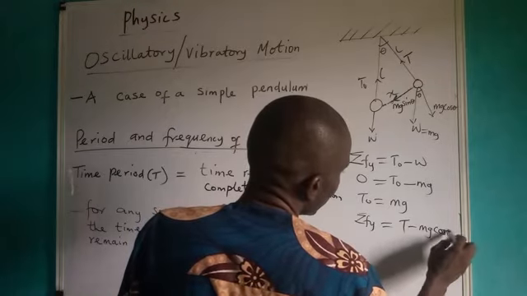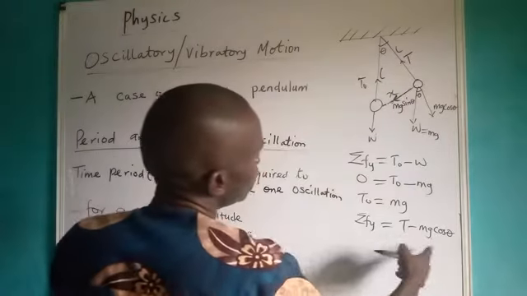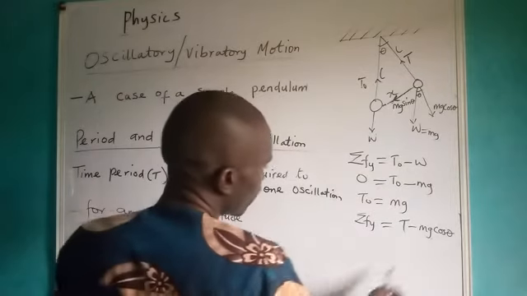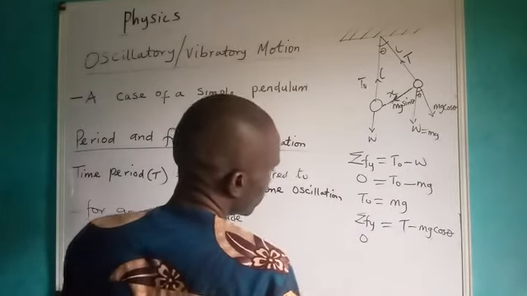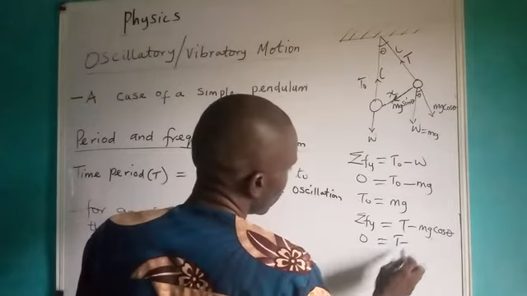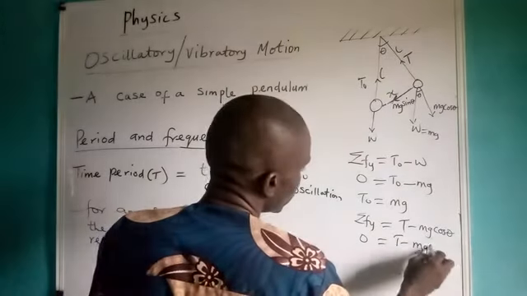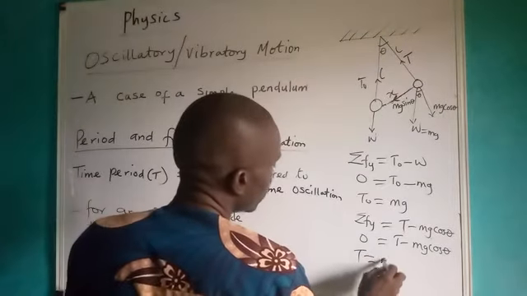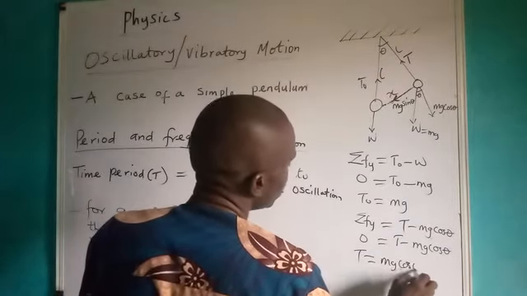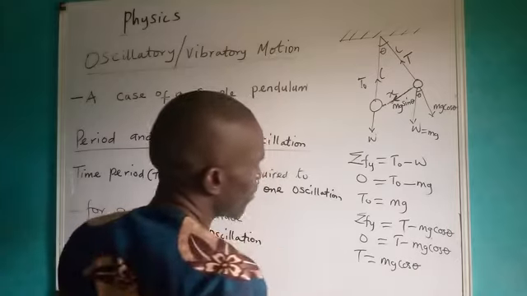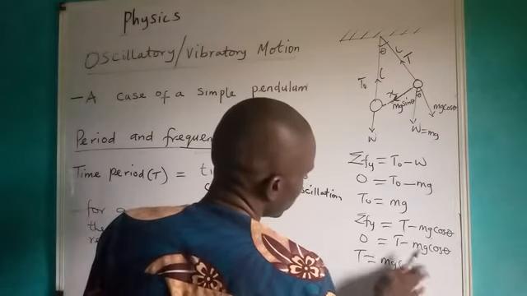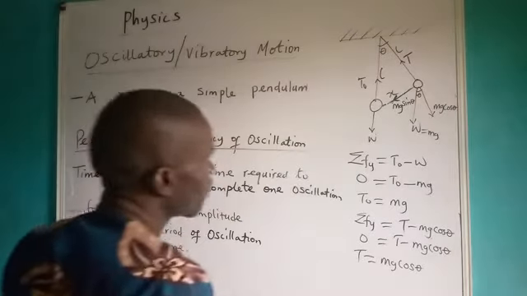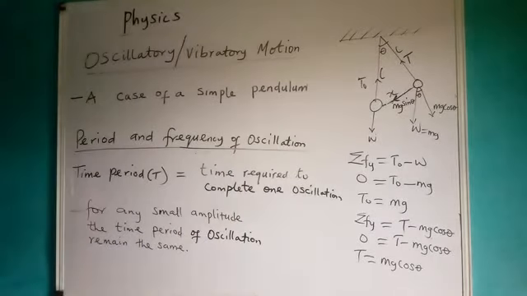I hope you know the reason why it's negative. The reason why it's minus mg is because moving downwards is a downward force. Therefore, the sum of the forces here is 0, and here is T minus mg cos theta. Taking it over, it becomes T equals mg cos theta. This is another force we can obtain at this position.